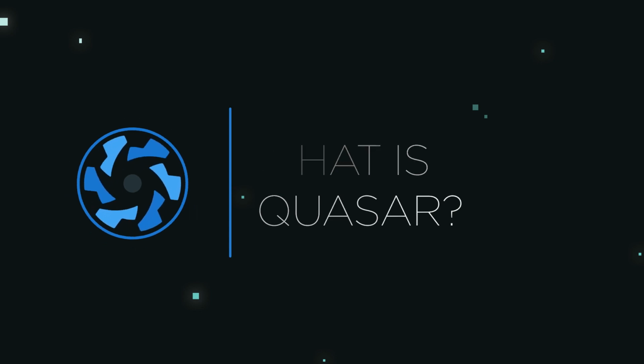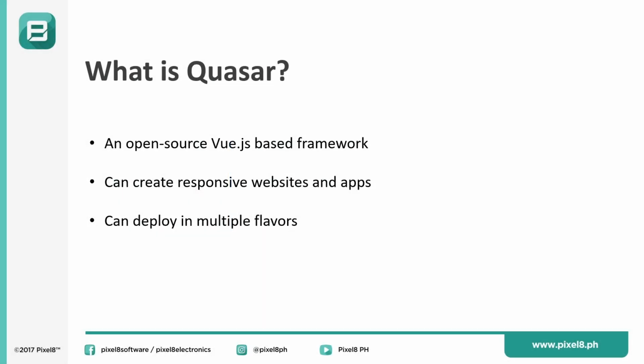So, Quasar is an open source Vue.js based framework, meaning it is a framework built on top of Vue.js. Also, Quasar can create responsive websites and apps, similar to what Vue can do as well. But the key difference here is that Quasar can deploy in multiple flavors. Later on, we're going to talk about what those flavors are.